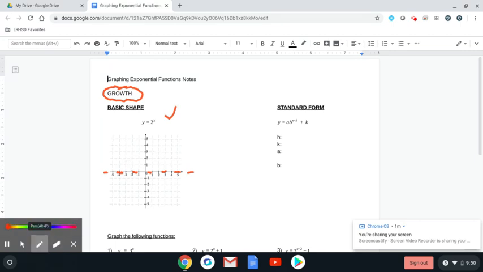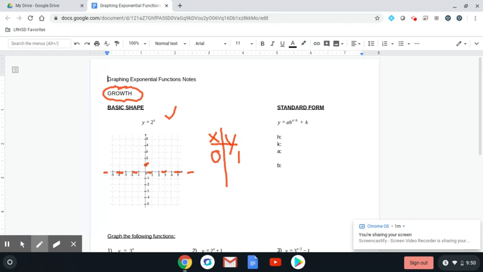Now, with any basic shape, remember, we can start getting points by always making a t-chart, because that'll help us get some points. So we can use this x-y t-chart to help us out. Now, the easiest number to use for x in this case is definitely 0. The reason why is because if we plug in a 0 for x, 2 to the 0 power is just 1. We know anything to the 0 power is 1. So that gives us a point of (0, 1) right there.